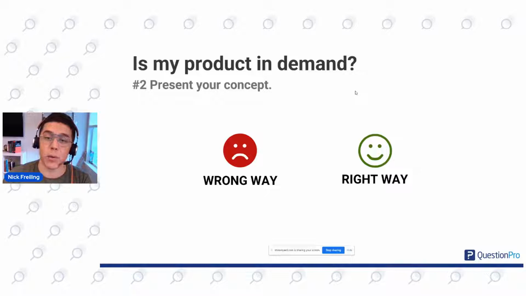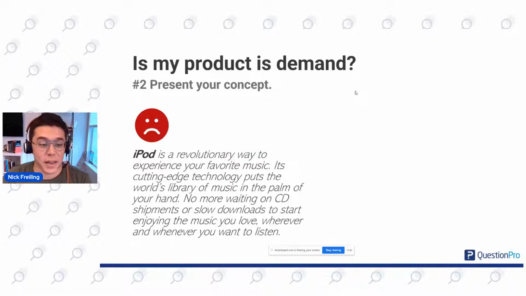This is a really important part of the survey, as you can probably imagine. There's definitely a wrong way to do this and definitely a right way to do this. So we're going to start with the wrong way. Here's an example description of an iPod. It says, iPod is a revolutionary way to experience your favorite music. Its cutting-edge technology puts the world's library of music in the palm of your hand. No more waiting on CD shipments or slow downloads to start enjoying the music you love wherever and whenever you want to listen.